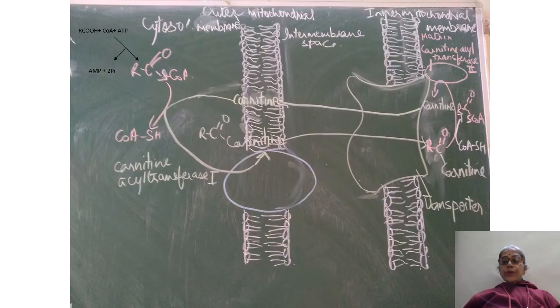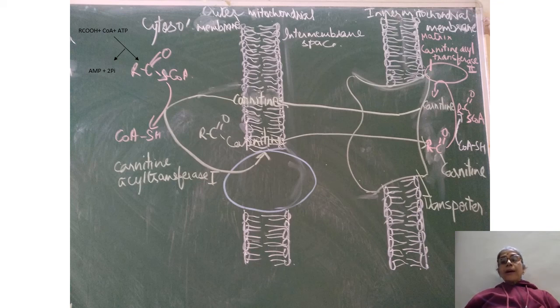This is the diagram showing entry of fatty acids into mitochondria. The first step is catalyzed by acyl-CoA synthetases, which convert fatty acid into fatty acyl-CoA. Here, in the second reaction of carnitine shuttle, fatty acyl-CoA is transferred to carnitine, forming acyl-carnitine by help of enzyme carnitine acyl transferase 1, which is located on the outer mitochondrial membrane. Then acyl-carnitine crosses the outer membrane, reaches intermembrane space.